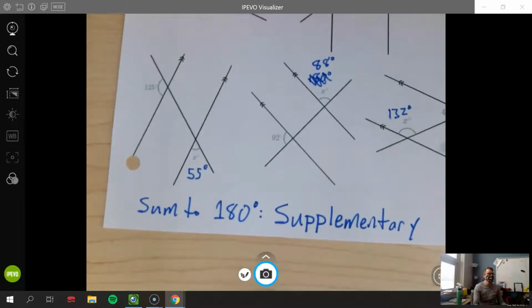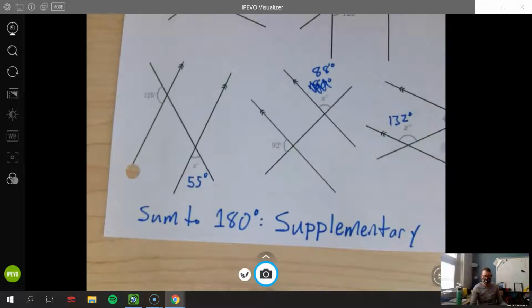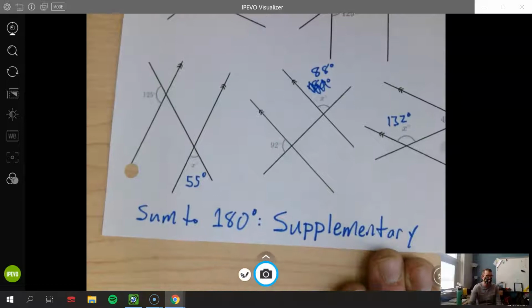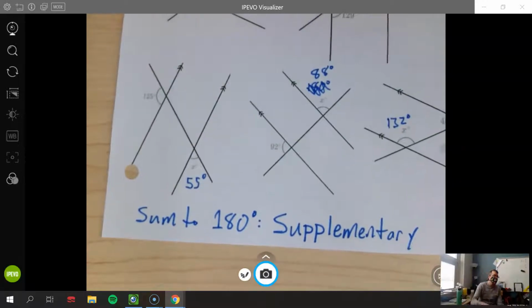People who take supplements want to get bigger. You take supplements, like vitamin supplements, to get big. So the bigger pair, the bigger relationship, is supplementary. The smaller one is complementary.